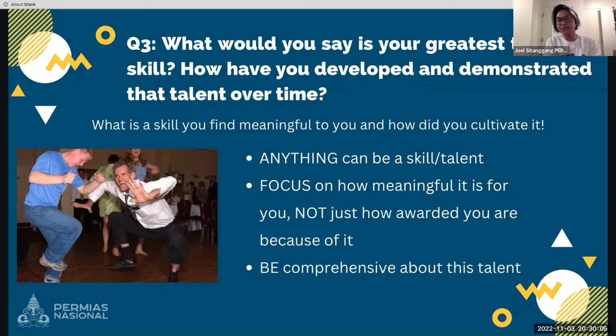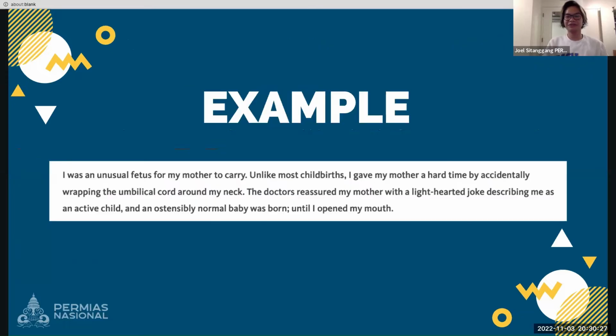And then the last point is be comprehensive about this talent. You have to explain every facet of this talent. They want to know the what, where, when, and how of this talent. They want to know how you developed it, how you demonstrated it, not just the enumerated list of all of your achievements again. Now, because I like this question, the next example is my excerpt. So if we move on.